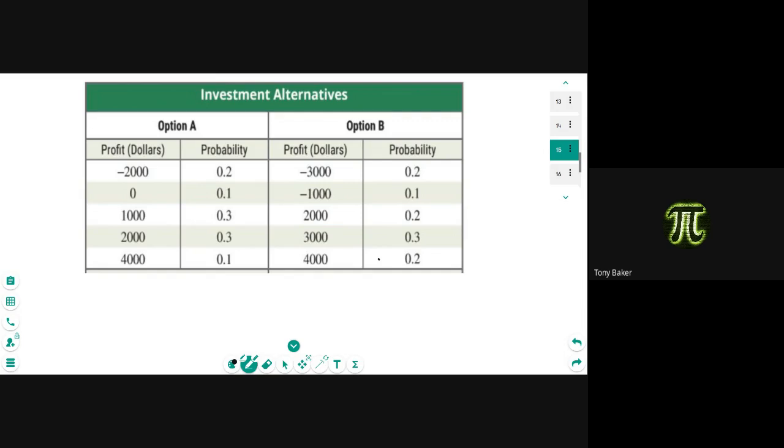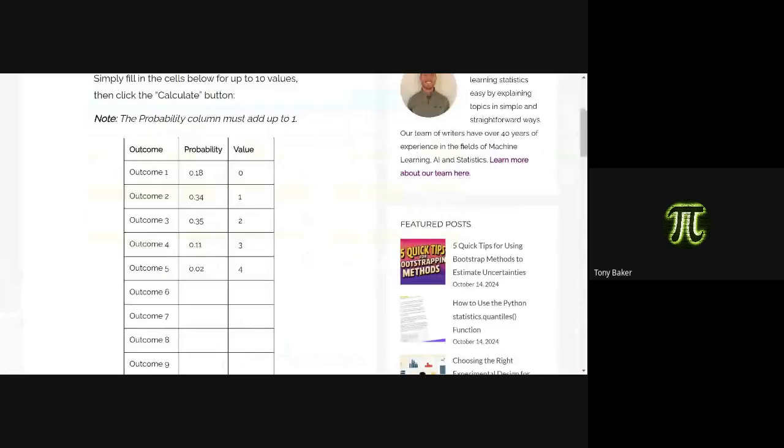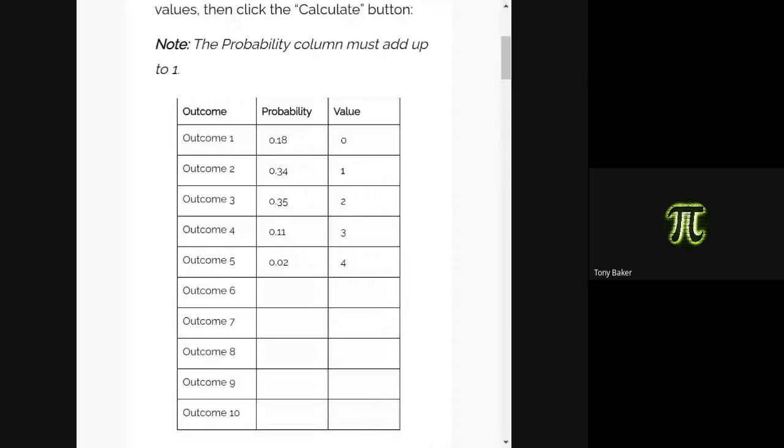So we're going to use the Statology calculator. So all I'm going to do is type in the probabilities. I'm looking at both screens so you can see them. So I type in the actual percent and then the value.